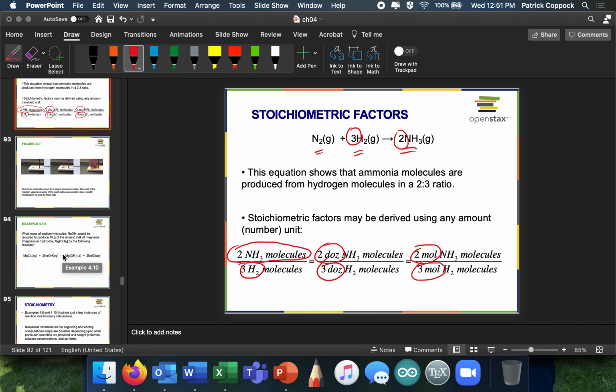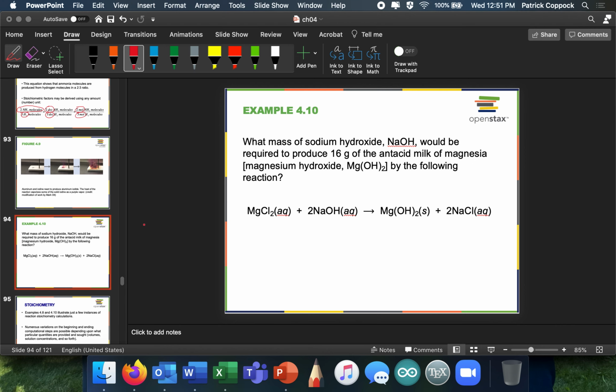Okay, let me skip that slide and go down here. What mass of sodium hydroxide would be required to yield 16 grams of the antacid milk of magnesia by the following reaction? Okay, so this is going to take some trouble. I'm not going to solve it. I'm just going to show you what we would do to solve it, right?